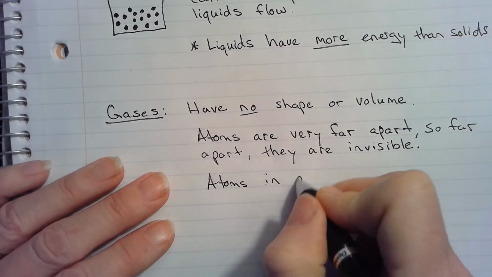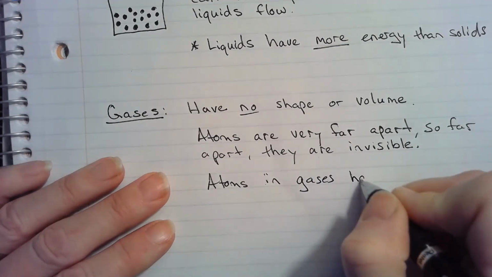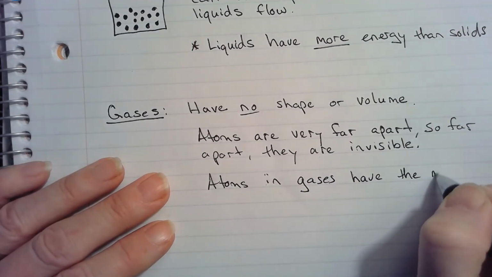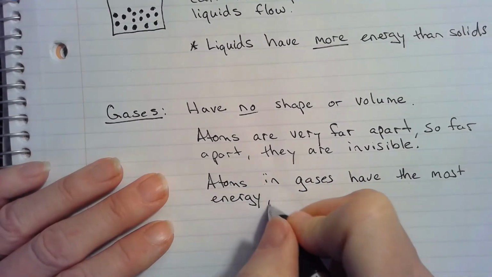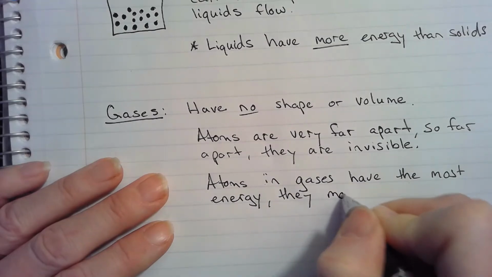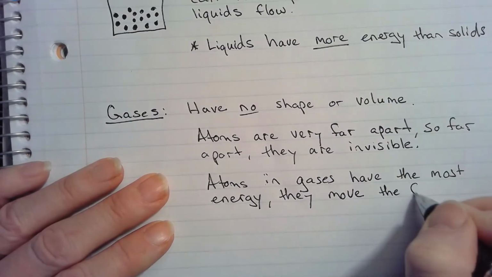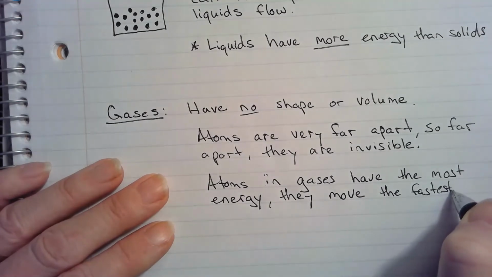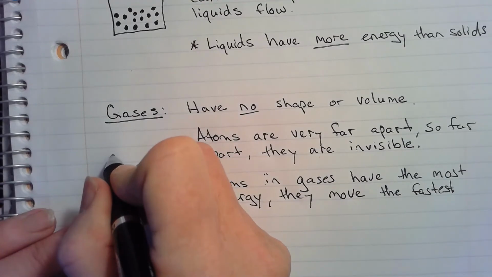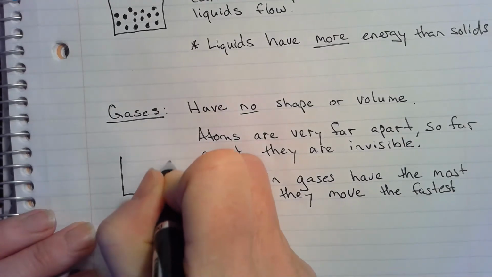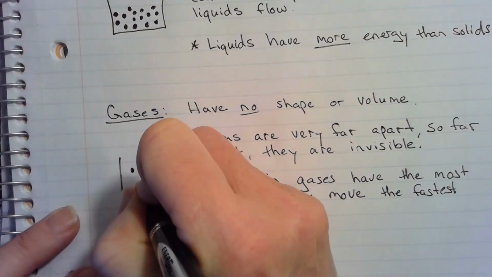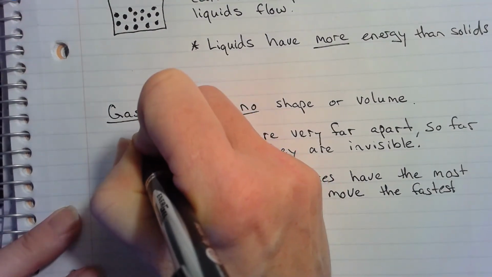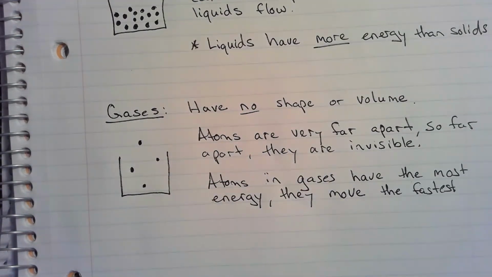Atoms in gases have the most energy. They move the fastest. And this is what they would look like. We can do another container. And the atoms in the gas would be like this. In fact, they wouldn't even be contained. Okay, pause at any time.